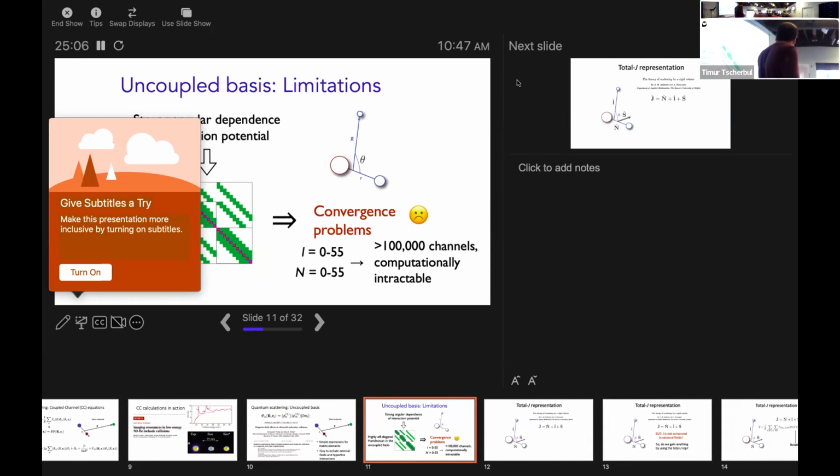Because the computational scale will go like n cubed with the number of channels. The methods that work, they work with matrices, and matrix operations like inversion and diagonalization go like n cubed with the dimension of the matrix. Unless you have a sparse matrix, but these matrices are anything but sparse. And if we just include 55 L states, which is not atypical, sometimes you have to include hundreds of these, and 55 rotational states, which are also coupled by the anisotropy of the interaction potential, you're looking at millions, 100,000 at the very least.